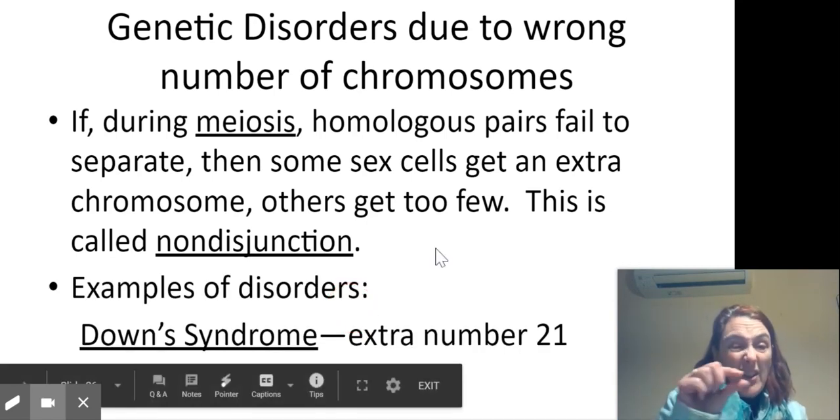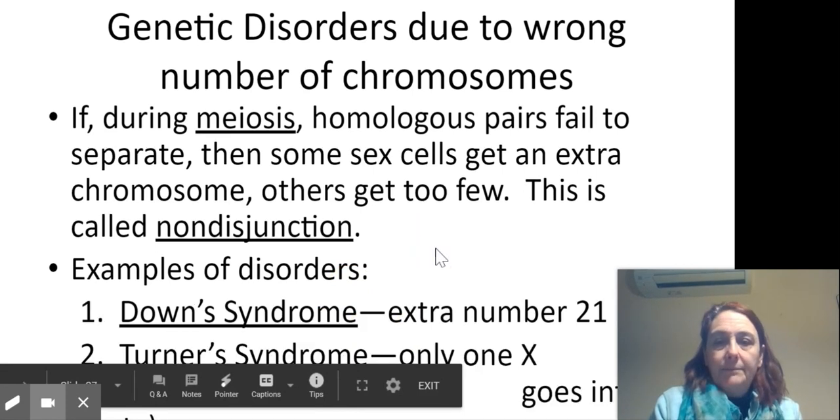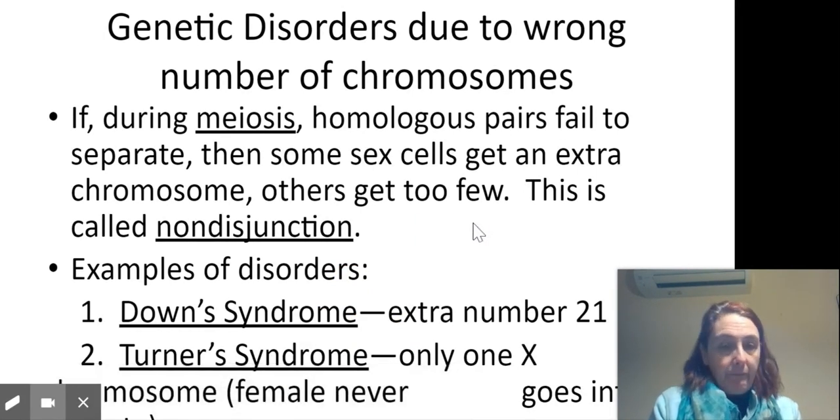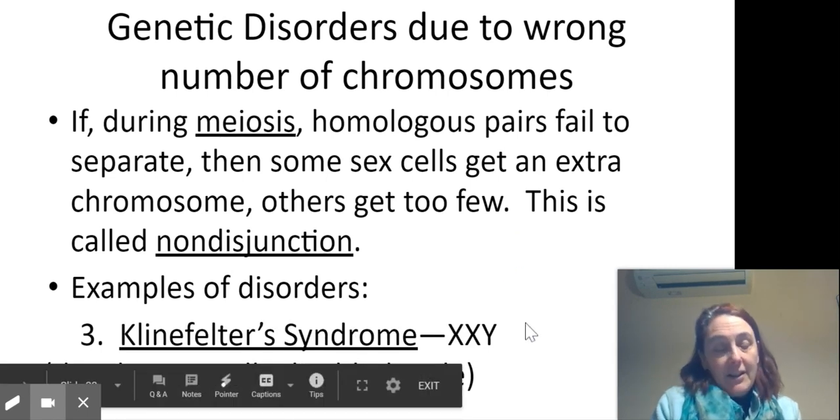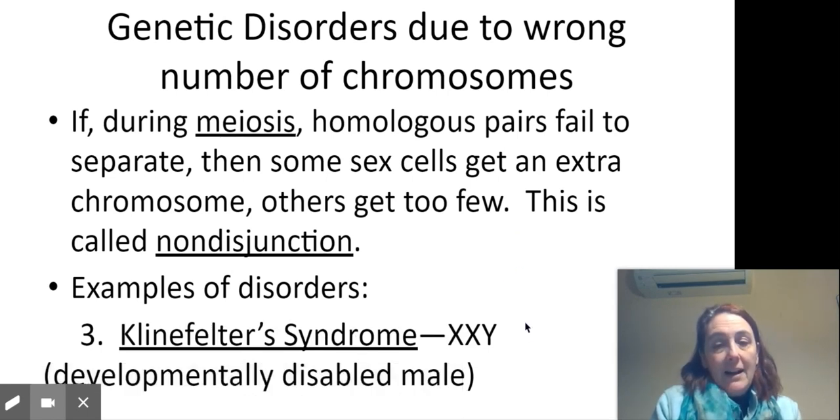Down syndrome, you get an extra, that little one, number 21. Turner syndrome. Turner syndrome is when you get only one X, and the other egg or sperm doesn't have a sex chromosome. And then there's Klinefelters, and Klinefelters is when the baby gets an X and a Y. It's a boy, and generally developmentally disabled.